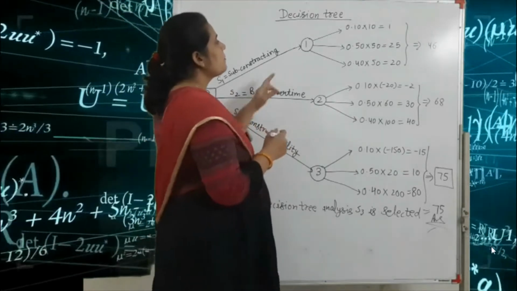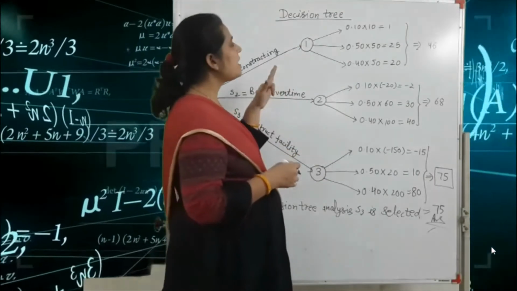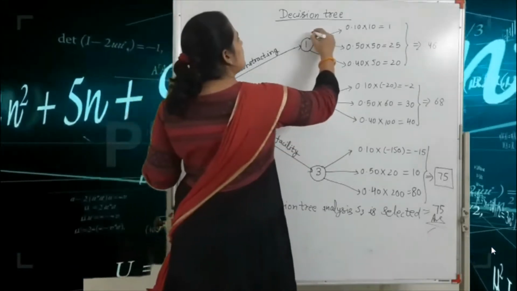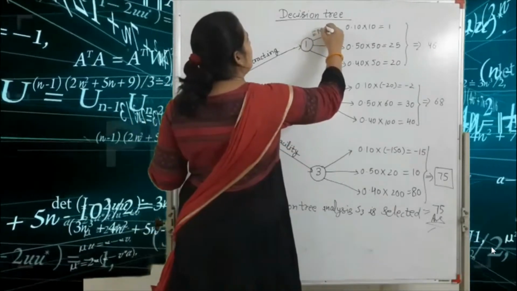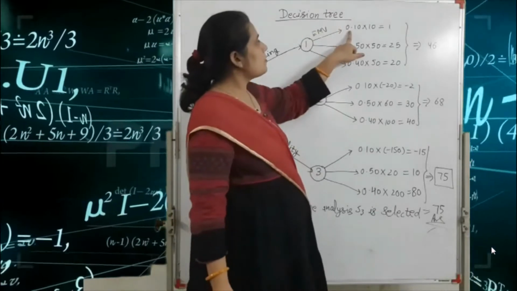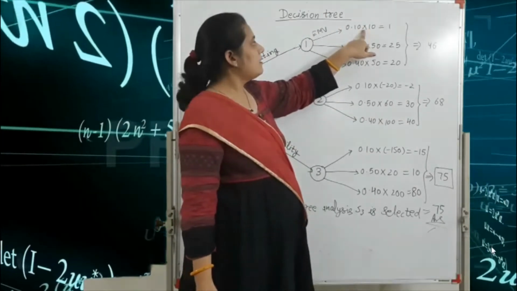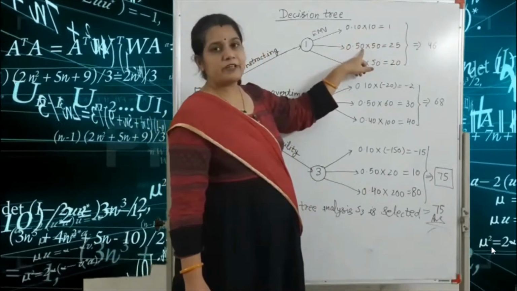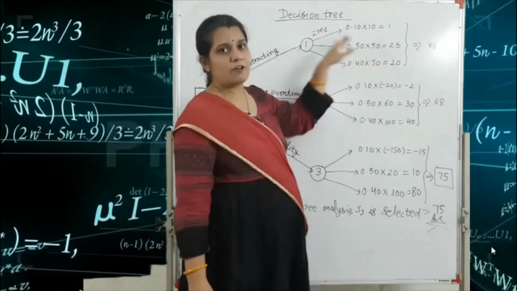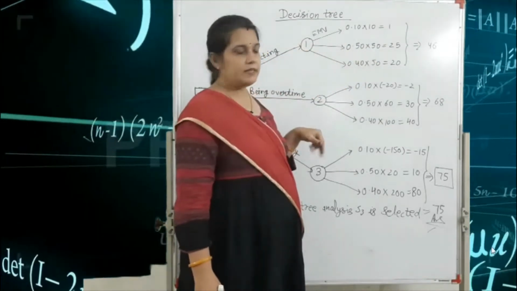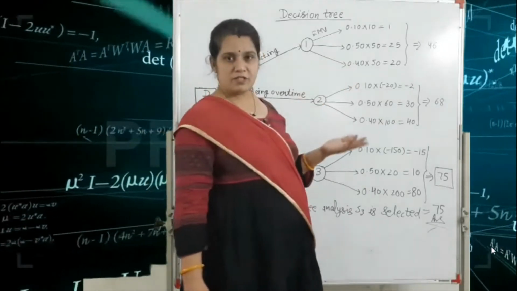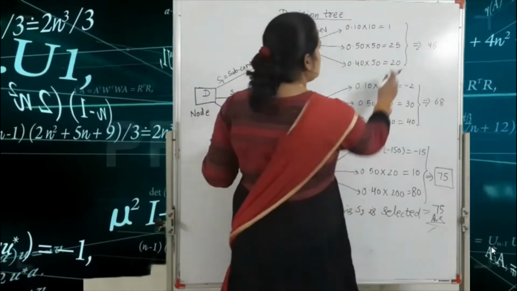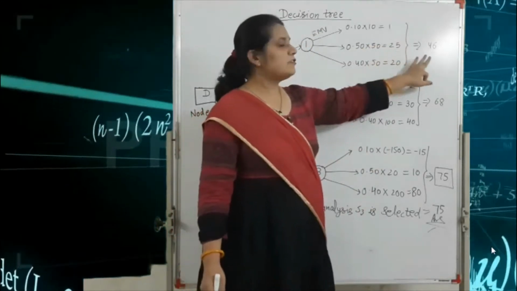Okay, so for S1 alternative, we are given three values according to their probability. So this is the EMV value. First probability is 0.10 and the alternative S1 value is 10, so it is equal to 1. Second probability is 0.50 and the value is 50 for S1 alternative, so 25. Third one is 0.40 and the value is 50, equal to 20. Okay, so the sum of all these values is equal to 46.